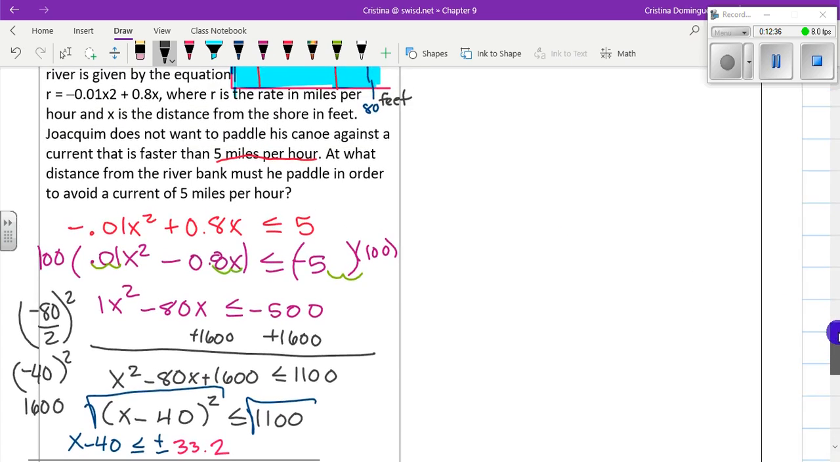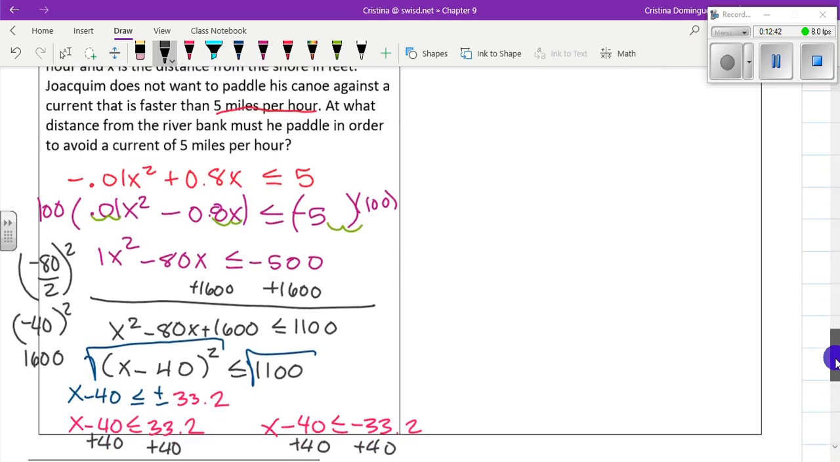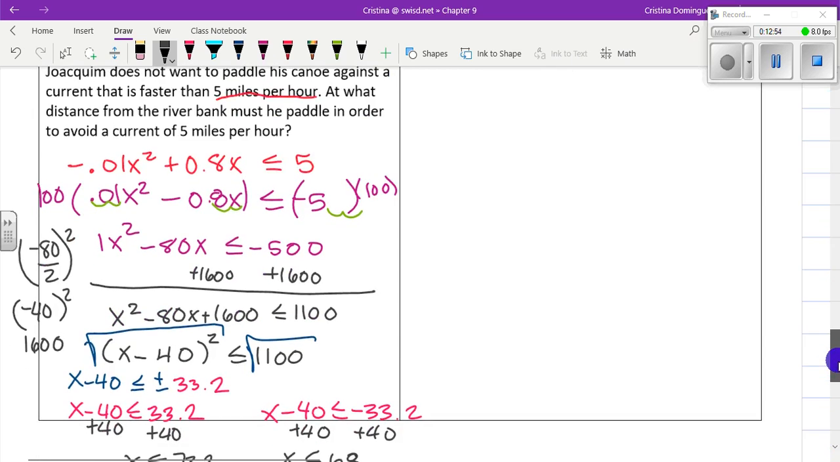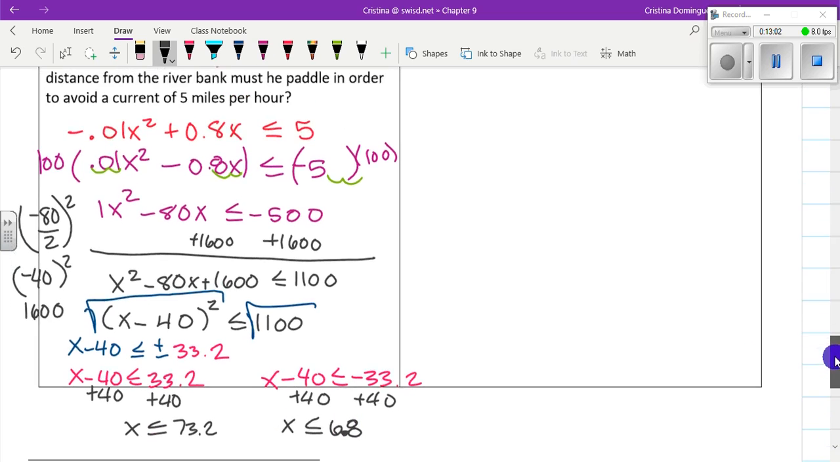Okay, and our unit, what is the distance in? It says the river is 80 feet wide, right? So absolutely, we're looking at feet. Let's see if there's another indication of that. It says x is the distance from the shore in feet. So again, we're looking at feet, okay? So when I look at this, I know that my two answers are 73.2 and 6.8, let me make that real clear, 6.8. Let me draw that on here.